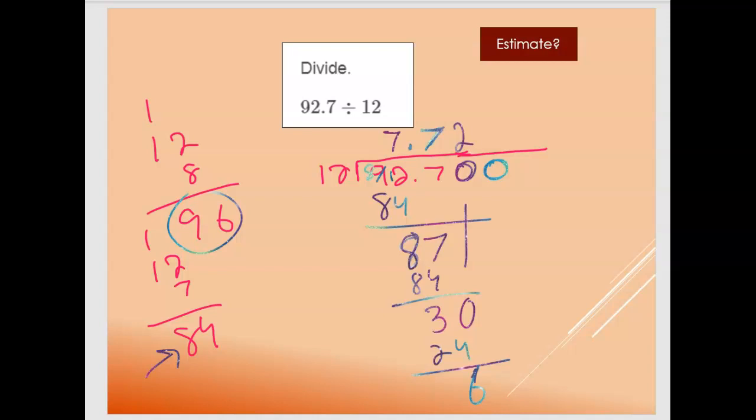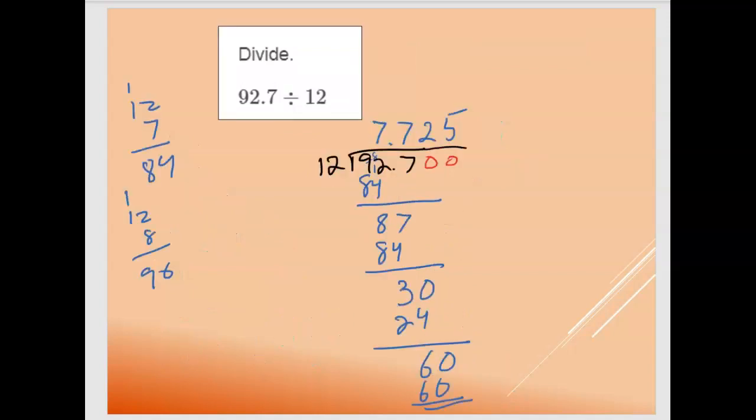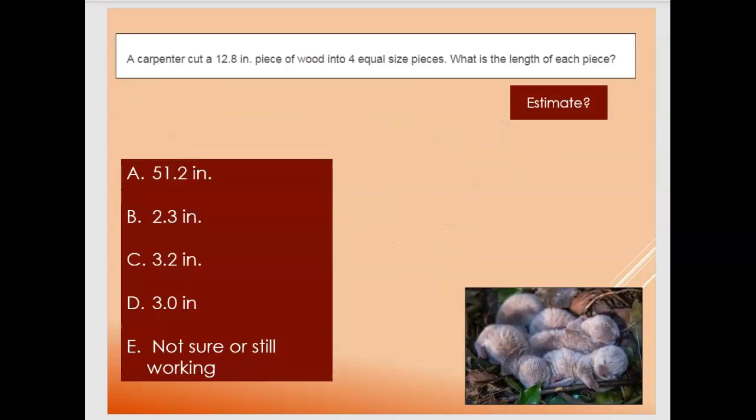So 12 fits into 60. Well, I know 12 times 5 is 60. 12 times 5 is 60 exactly, I think, right? 5 times 2 is 10. 5 times 1 is 5 plus 1 is 6. Yeah, so it comes to an end right here. 5 times 12 is 60, and then we don't have any more remaining, so the problem is done. It's 7 and 725 thousandths. So I guess that's one of the more challenging ones.